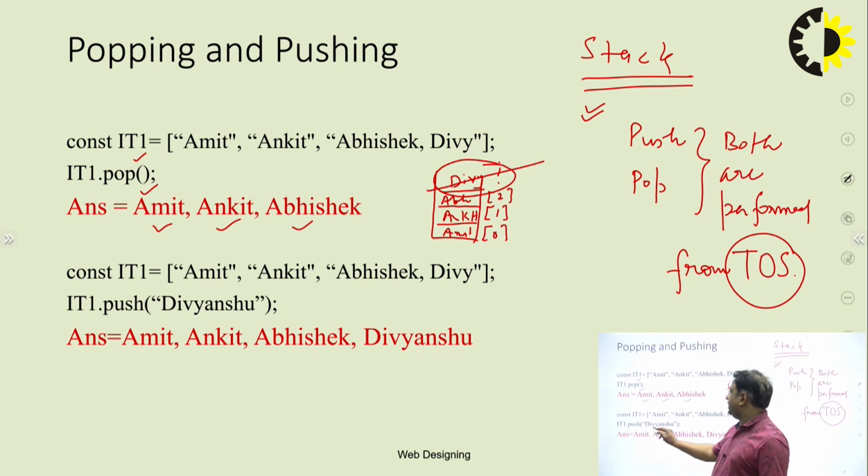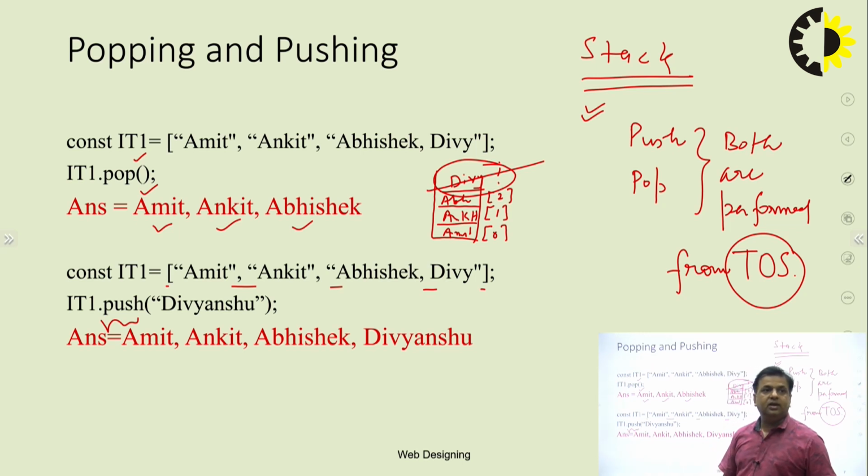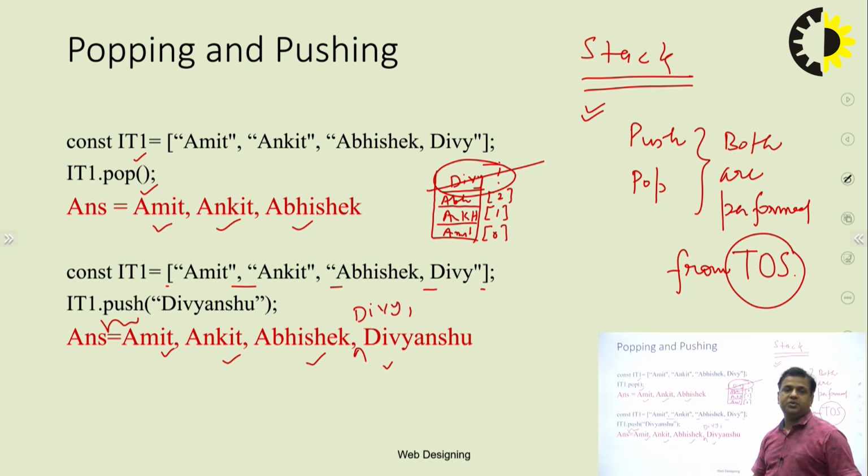So again, we are having an array it1 equals to Amit, Ankit, Abhishek, Dev, and I am going to insert a new element, that is it1 dot push with a new element, suppose Divyanshu, right? So the output will be Amit, Ankit, Abhishek, Dev, and Divyanshu, because the top of the stack is at the top after the Dev.